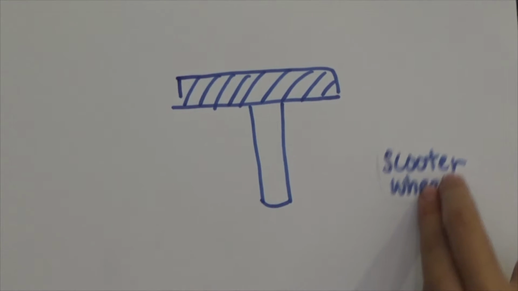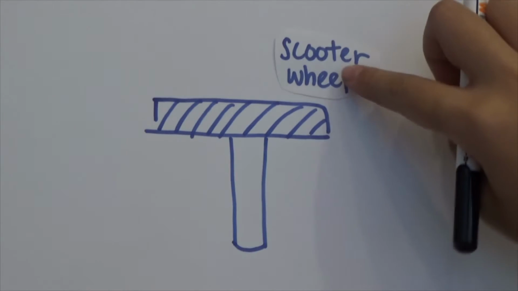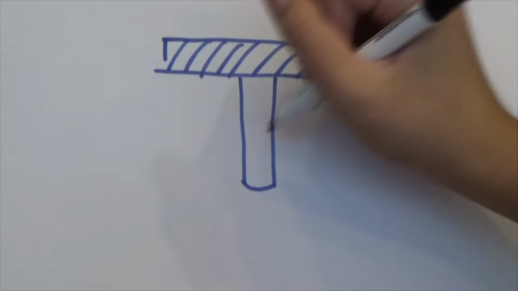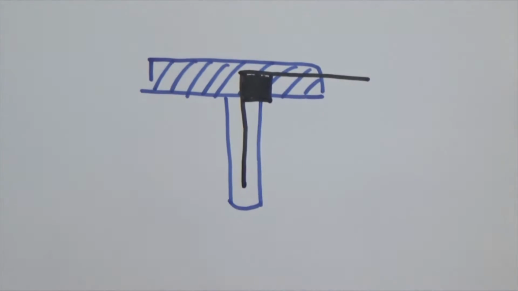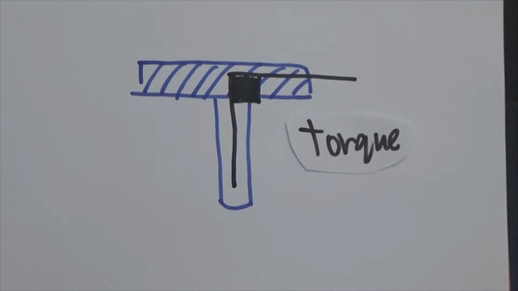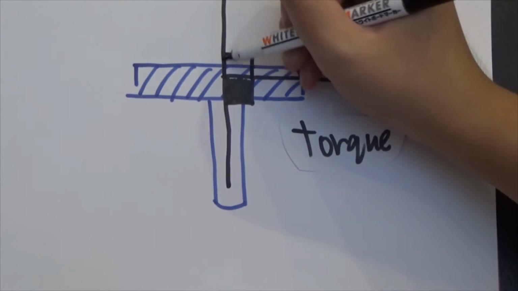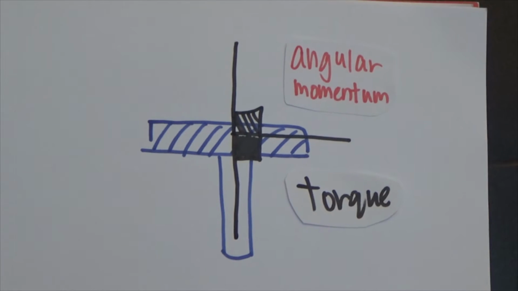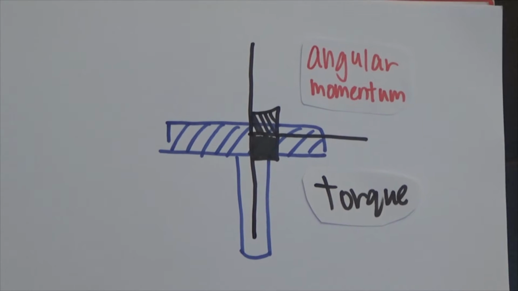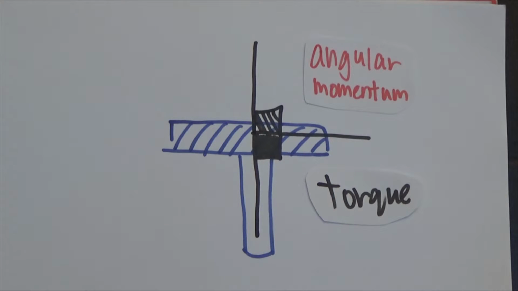Pretend this wheel is the scooter's. According to the equation that describes gyroscope behavior, the torque on the gyroscope applied perpendicular to its axis of rotation and also perpendicular to its angular momentum causes it to rotate about an axis perpendicular to both the torque and the angular momentum. This rotational motion is referred to as precession.